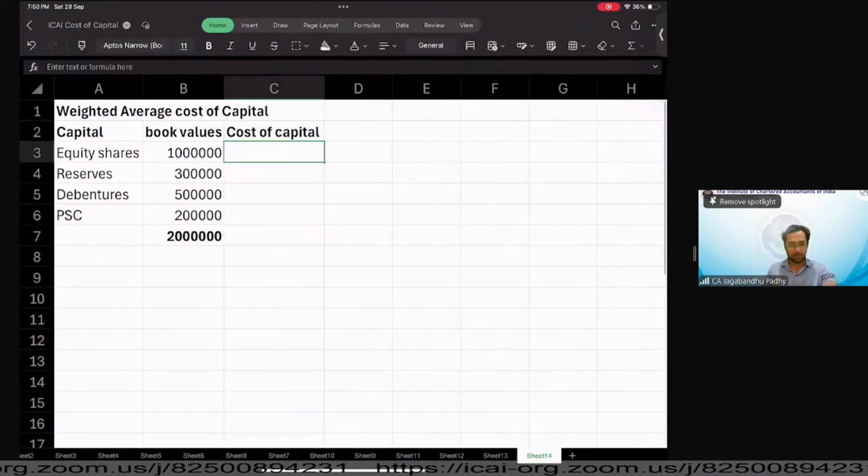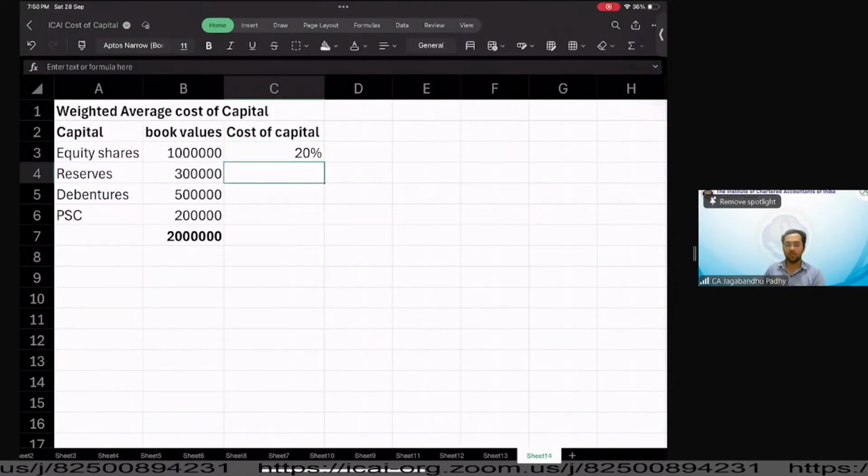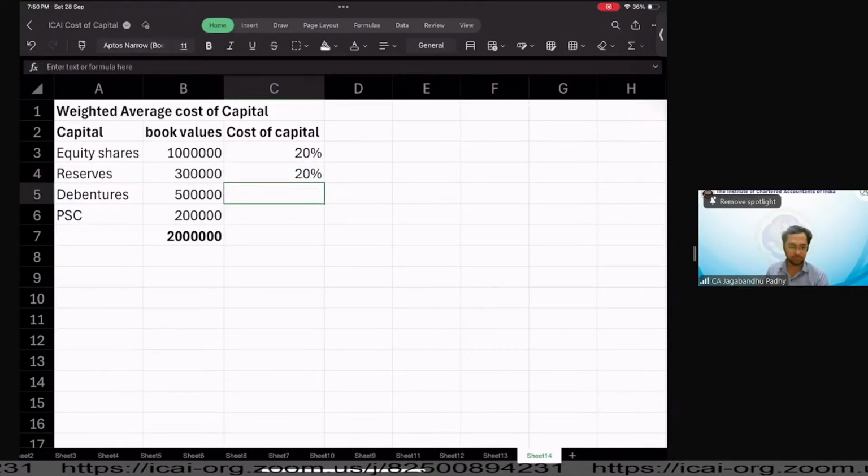Cost of capital. Cost of equity is, let's say, 20%, because equity shareholders require a return of 20%. What about the cost of reserves? Let's take it as the same 20%.